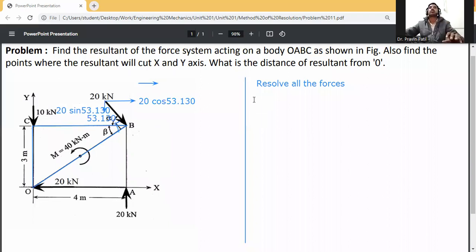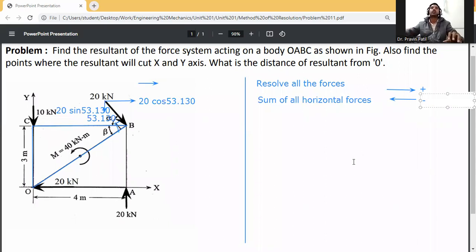After resolution, calculate the sum of all the horizontal forces. For that, we assume that when the force goes to the right side, it is taken positive. If the direction of force is to the left side, it is taken negative.